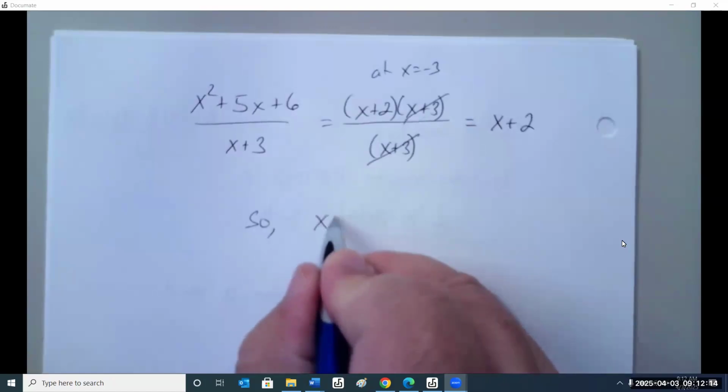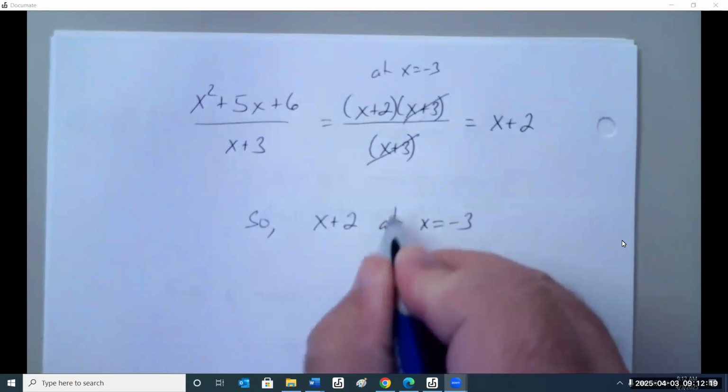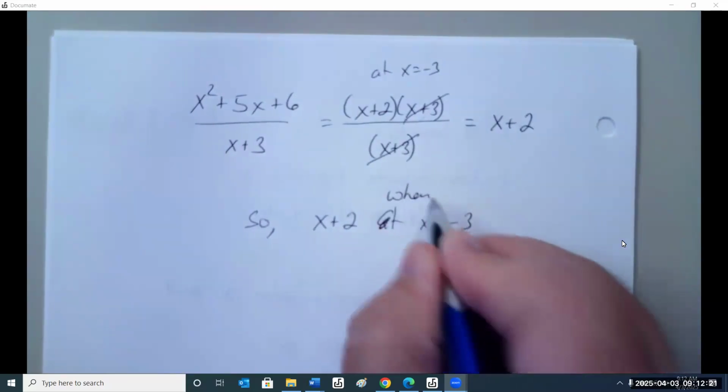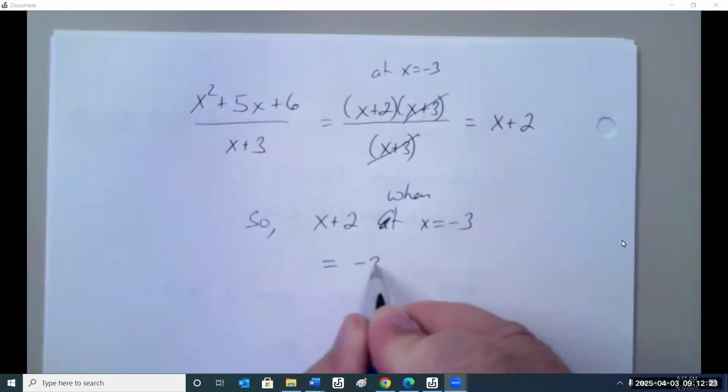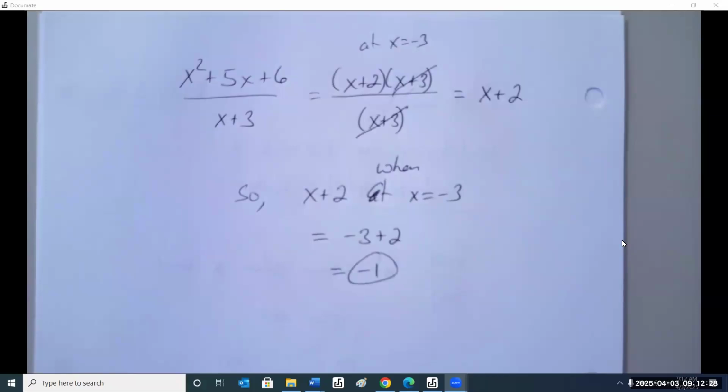So x plus 2 at x equals -3 gives -3 plus 2 equals -1. So that's my answer.